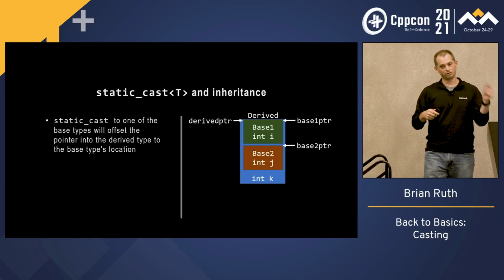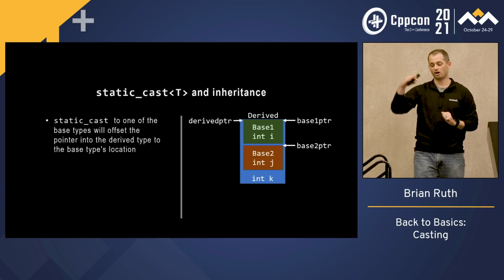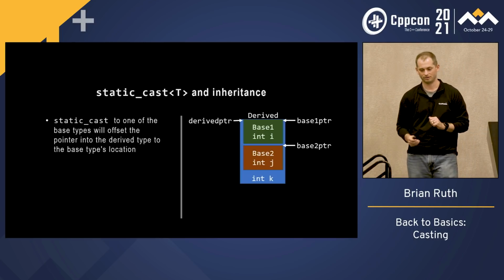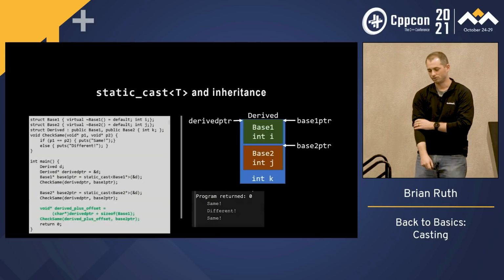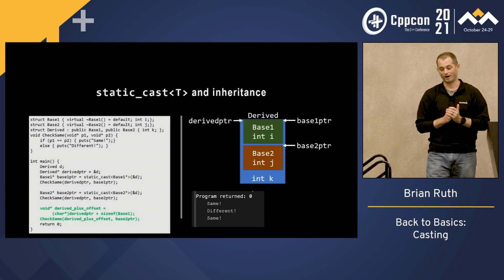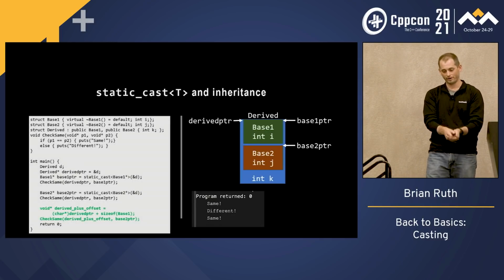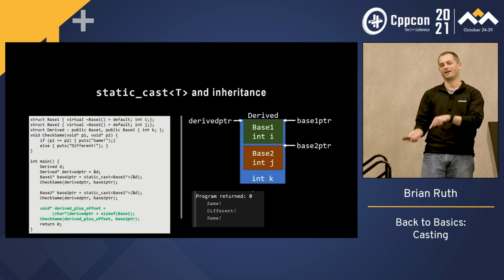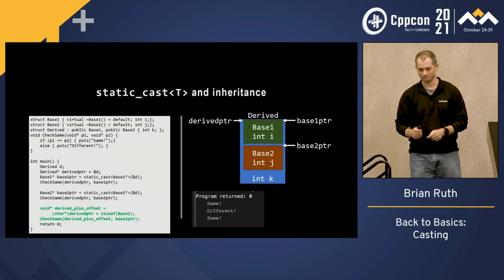But when we do the base 2 pointer cast, it actually offsets it to where the base 2 portion of the object exists. So what you would have to do is something like this, where you offset your pointer by the size of the base 1 object, and then use that to compare the memory locations.